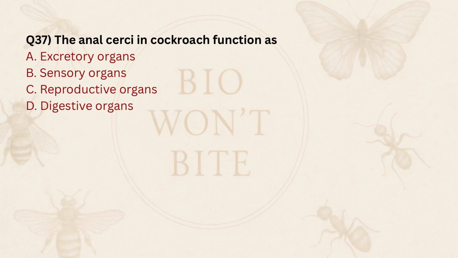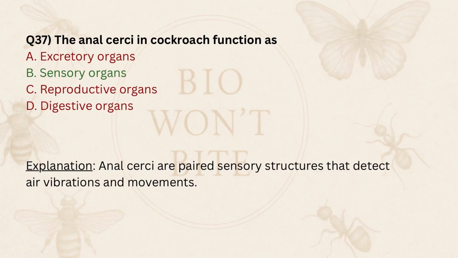37. The anal cerci in cockroach function as. The correct answer is option B, sensory organs. Anal cerci are paired appendages at the end of the abdomen. They are sensitive to air movements and vibrations, warning the cockroach of danger.